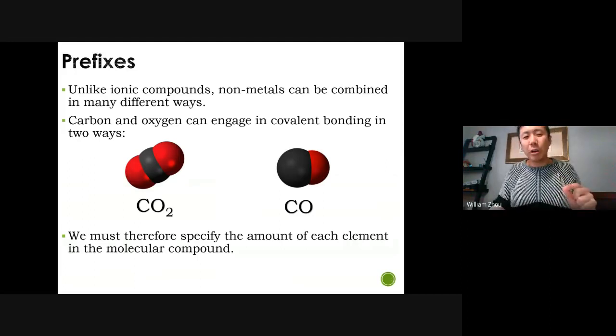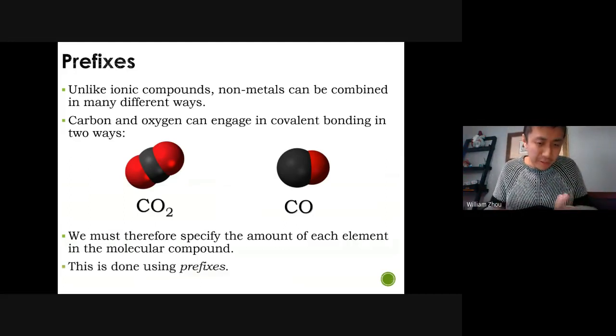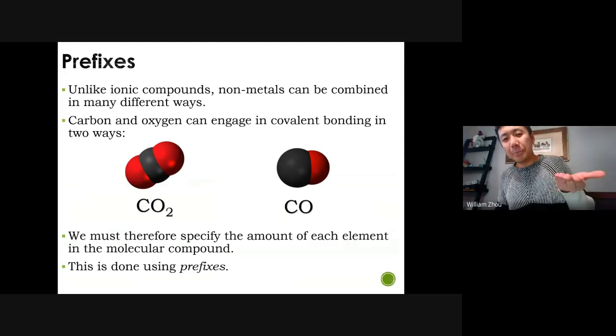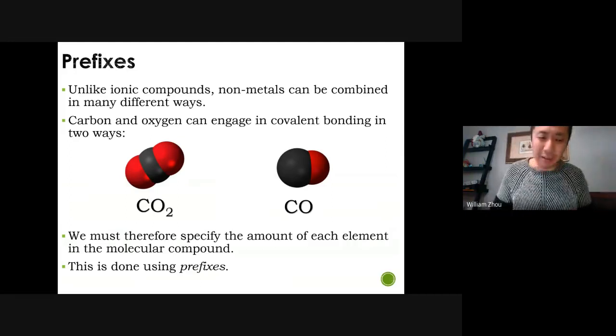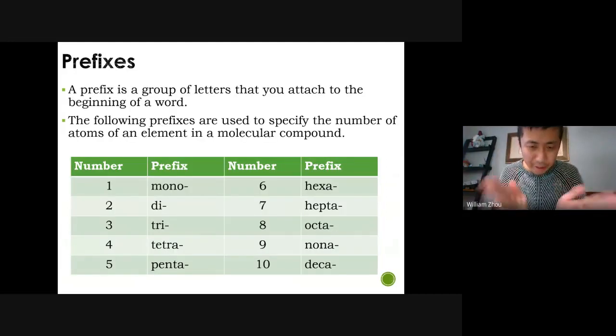Okay, so that's where prefixes come in. A prefix is a couple of letters before a word that gives it meaning. Like increase, decrease. Increase means to go up, decrease, de means to go down. That's a prefix. Now, we have some very specific prefixes in chemistry to denote how many atoms we have. And here is a wonderful table of prefixes.